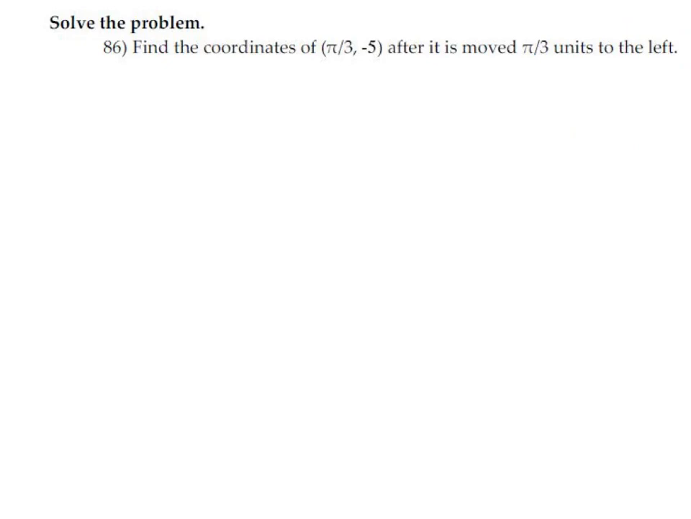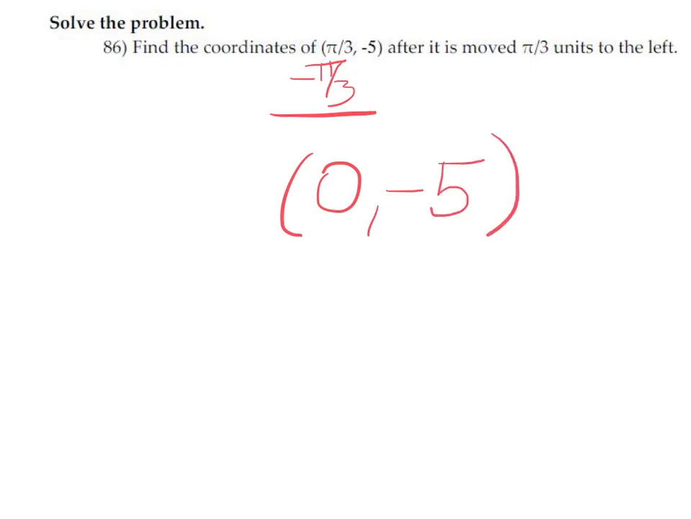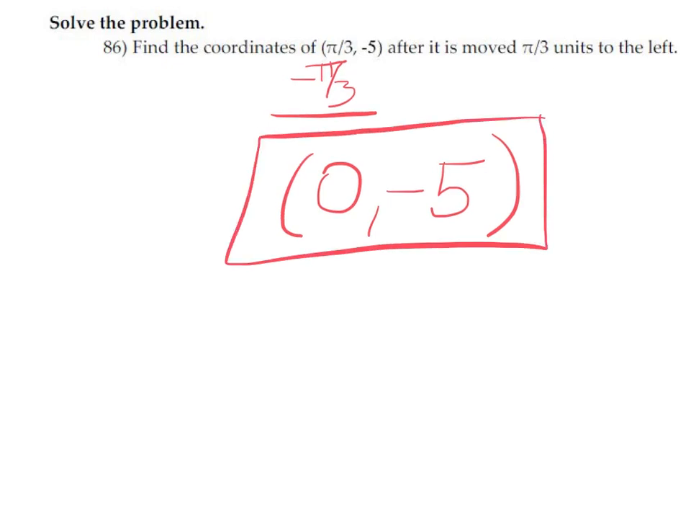Find the coordinates of the point pi thirds comma negative 5 after it is moved pi thirds units to the left. What is critical about understanding transformations, in this case a horizontal translation, is when you move to the left, you are subtracting pi thirds from the x value. Why the x value? Well, left and right is the x direction. Left would be negative, so we really want to just subtract pi thirds from the x value. And that would give us 0. But nothing happens to the y value because we haven't moved up or down. And that completes this problem.